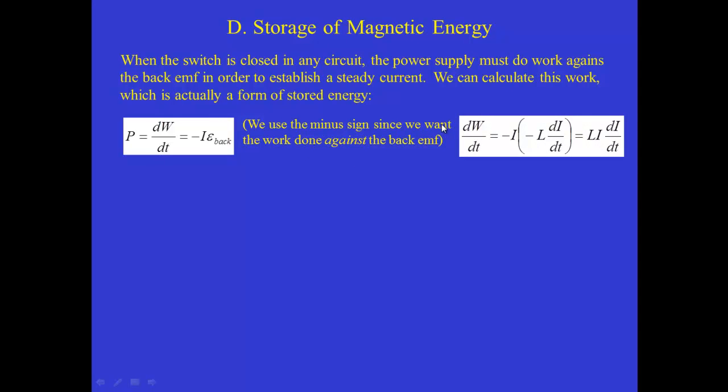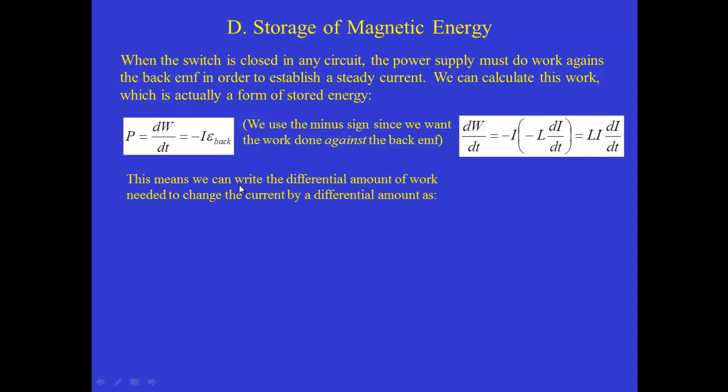So we can now substitute in from our expression from the previous slide for this back EMF. We know that that is minus L di/dt. And so we're left with L I di/dt as the expression for the rate of work done. And notice that on both sides of the equation we have a time derivative, so we could multiply both sides by dt and thereby find an expression for the differential amount of work done in causing the current, when it has a value of I, to change by an amount dI.